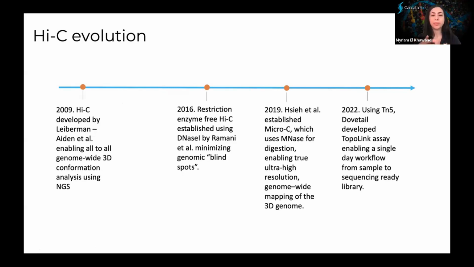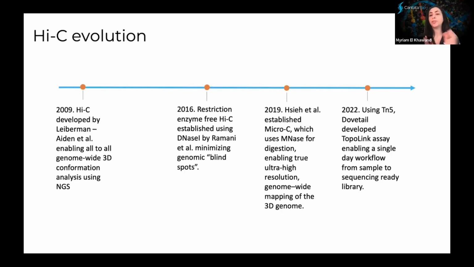So you start with your sample, and after 2 to 3 days, you have your library that is ready for sequencing. So in 2022, Dovetail developed and launched the Omni-C assay. And this assay actually uses Tn5 for the digestion or the fragmentation of the chromatin. And what it offers is this easier or quicker workflow.